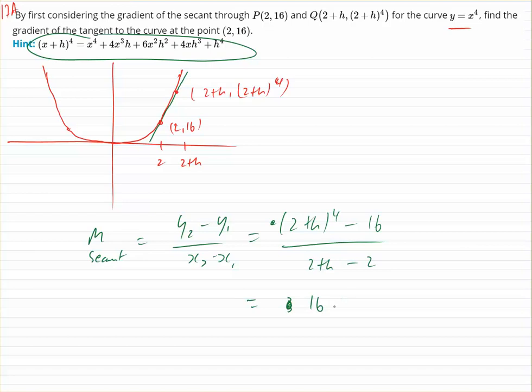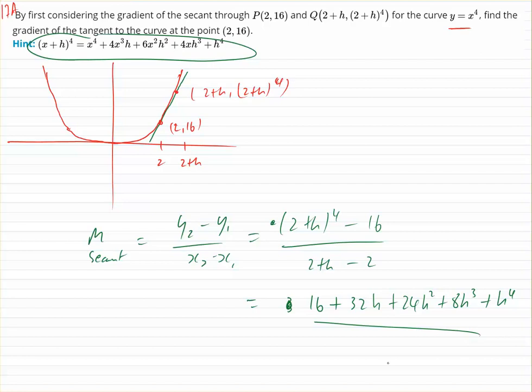Okay. Plus 4 times the first term cubed, times h. First term cubed is 8. 4 8s are 32. 32h, plus 6 times the first term squared. Okay, 2 squared is 4. 6 4s are 24. 24h squared. And we've got 4 times 2, which is 8h cubed, plus h to the power 4.